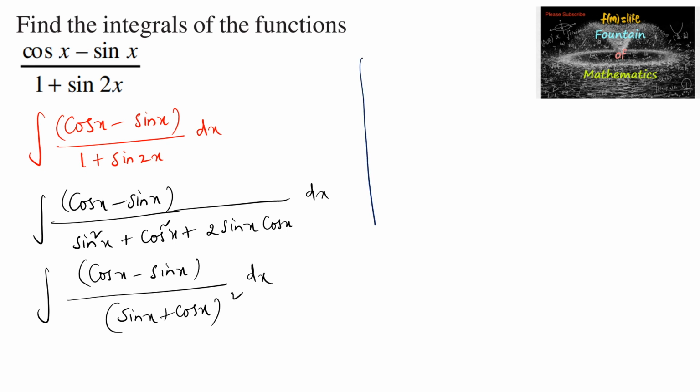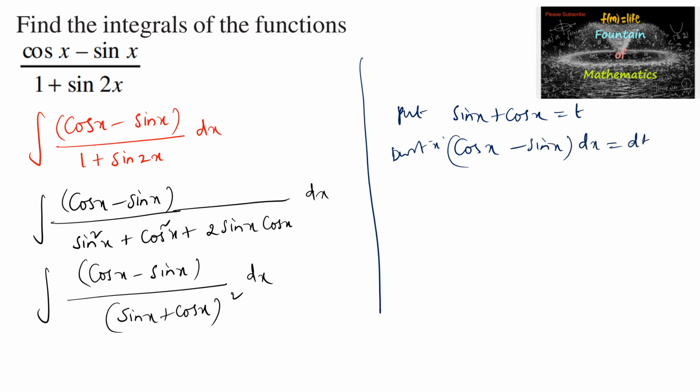Let us substitute sin x plus cos x equal to t. Differentiating with respect to x, we have cos x minus sin x dx is equal to dt. So our integral we can write as cos x minus sin x dx is dt, and 1 by t square. So 1 upon t square into dt.